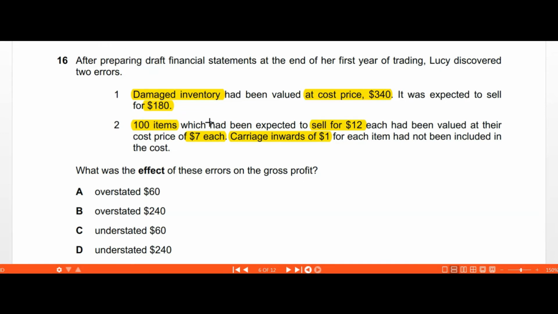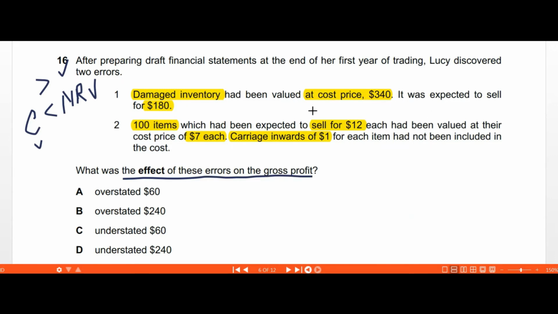Now this is something relevant to IAS 2, where we state that closing inventory should be valued at the lower of cost or net realizable value. So whatever is lower. Net realizable value is what those inventory will be sold in the market for. So whichever amount is less, if cost is less than NRV, we will be valuing inventory at cost, and vice versa, if NRV is less than the cost, we will be valuing it at NRV. So let's just look at these. This is asking what was the effect of these errors on the gross profit.